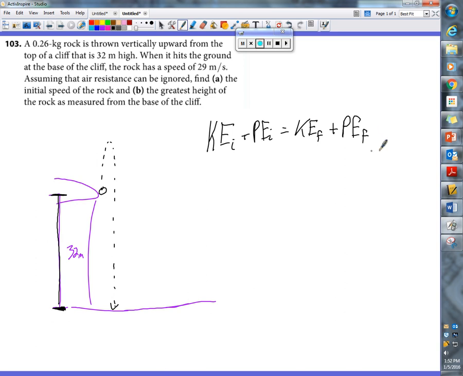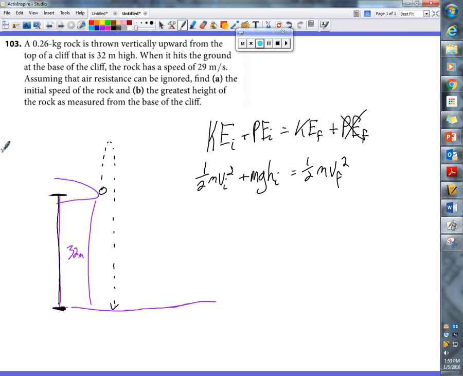What about this guy, PE final? Do we have any final height? No, we do not. So PE final, we can cancel that out. That makes life a little bit easier for us. So plugging in our equations for each of these, 1/2 m v initial squared plus m g h initial is equal to 1/2 m v final squared. Now what else can I do right now, like we did in previous problems, to make life a little bit easier?